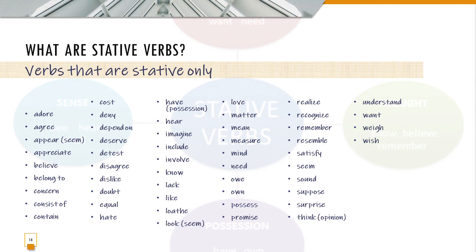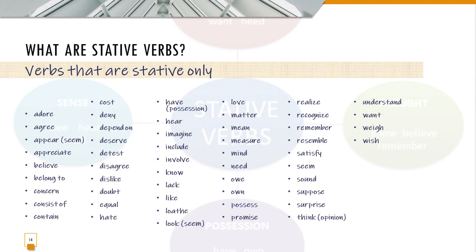Next, here, imagine, include, involve, know, lack, like, loathe, which is the same as detest, look, how something looks to you. This is almost similar to appear. Okay, love, matter. Matter as a verb means being important. Okay, that matters to me a lot. Okay, mean, this also is stative and similar to matter. Okay, or that means a lot to me, you could say, or what do you mean? You don't say what are you meaning.